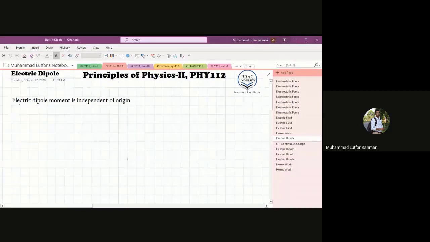The topic name is electric dipole moment is independent of the origin. This is the topic we are going to talk about today. So before that, we are going to introduce what is electric dipole moment, or how do we define that?